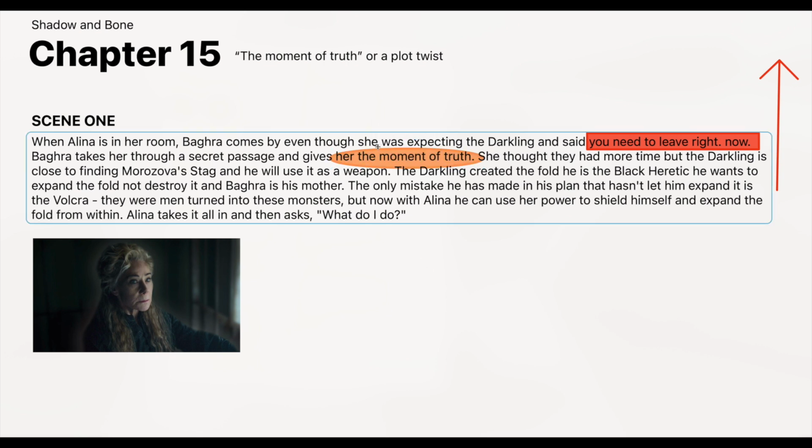She's gonna break it down and she's gonna be like, sweetie, this is what's been going on and you have not caught on to it. Maybe the readers have, maybe they haven't, but this is the time where we spill the beans. The author shows their cards, respectively. Baghra thought that they had more time, but the Darkling is close to finding Morozova's stag, like he already told Alina, and he will use it as a weapon.